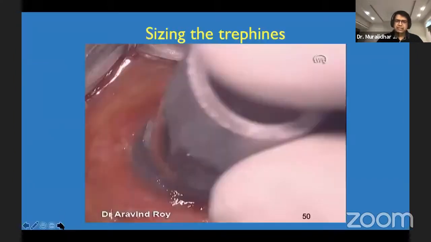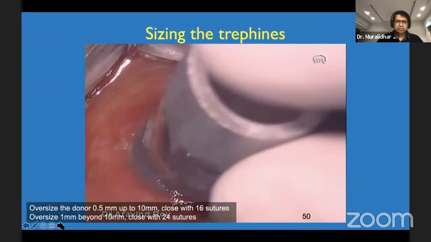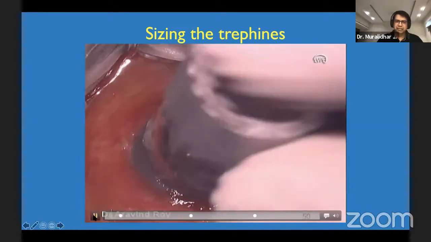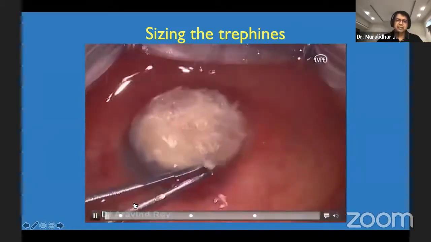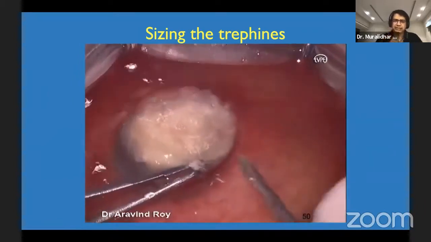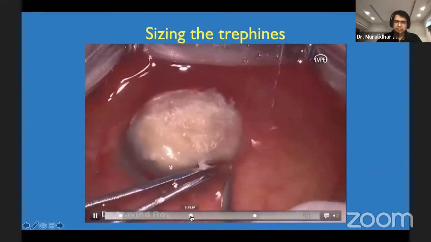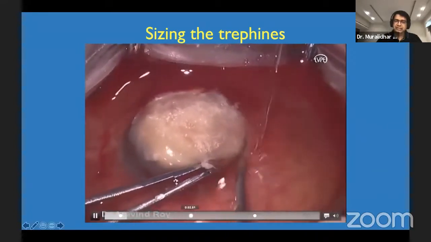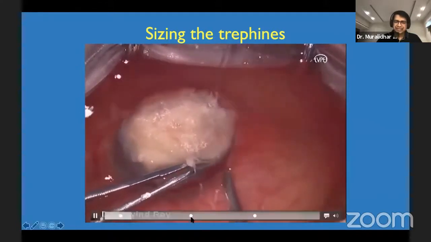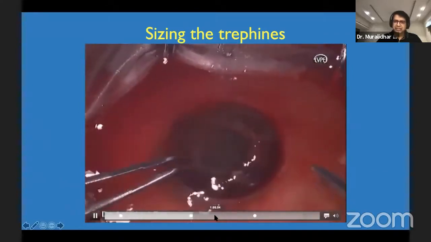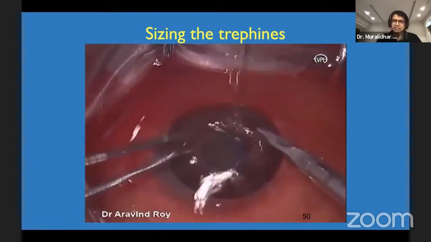And what should be the size? Up to 10 millimeters, we would do about 0.5 millimeter disparity. Beyond 10 millimeters, 1 millimeter disparity between the graft and host. That not only helps in maintaining a very deep anterior chamber, it also gives me some opportunity to minimize the risk of glaucoma in these cases. Because when you do a large graft, limbus to limbus, we may be excising the angle structures and causing a lot of peripheral synechia formation. Therefore, it's very important to have that additional millimeter difference between the graft and host.